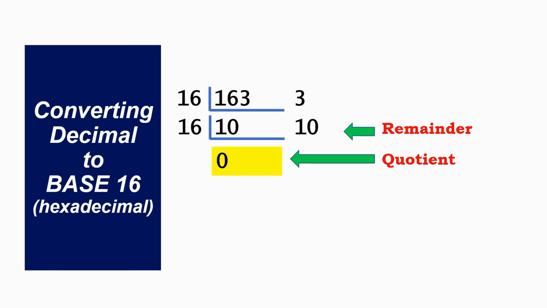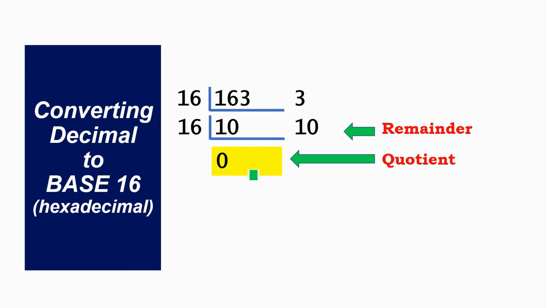Next, let's convert a decimal number into base 16, which is also known as the hexadecimal base. We divide 163 by 16, we get a remainder of 3 and a quotient of 10. We divide 10 by 16, we get a remainder of 10 and a quotient of 0.